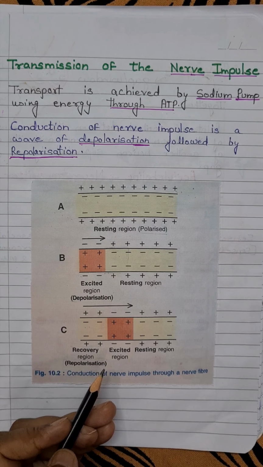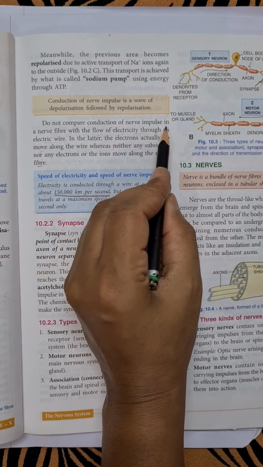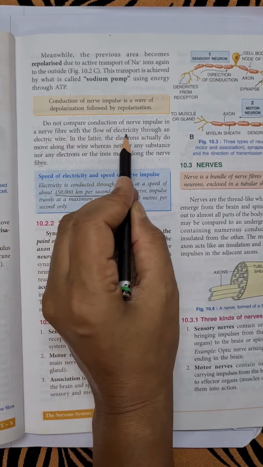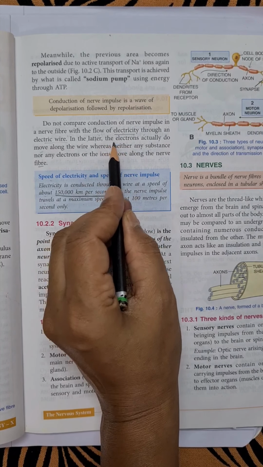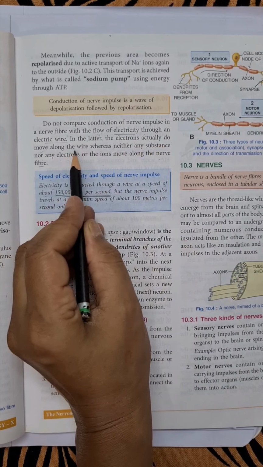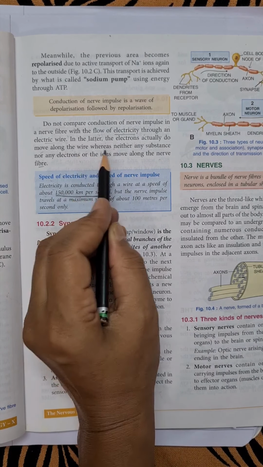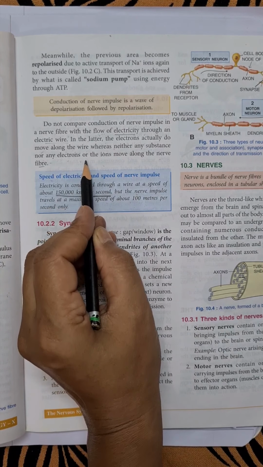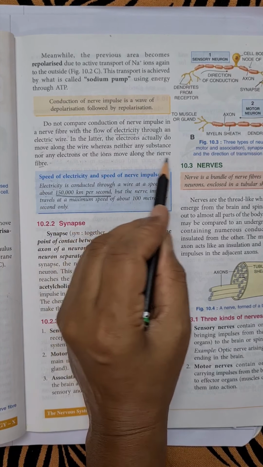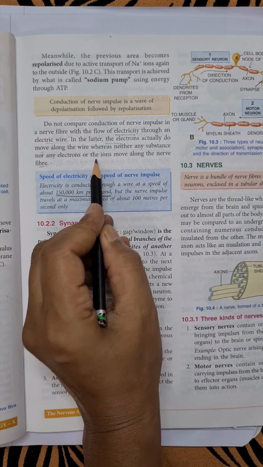So after that, a few lines from your book. Do not compare conduction of nerve impulse in a nerve fiber with the flow of electricity, because in electricity, the electrons actually do move along the wires. There is actual movement of electrons along the wire, whereas neither any substance nor any electrons or ions move along the nerve fiber. This is the main difference between electricity and the impulse.